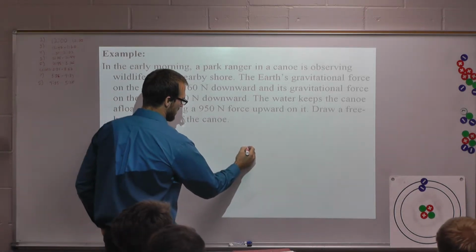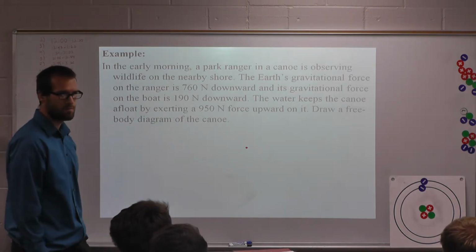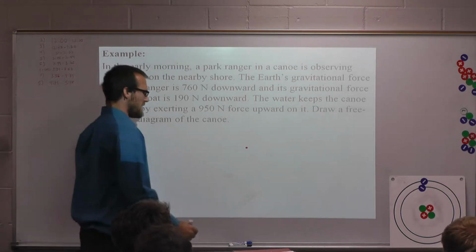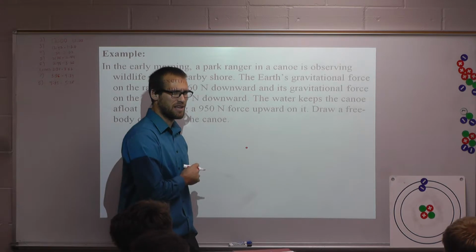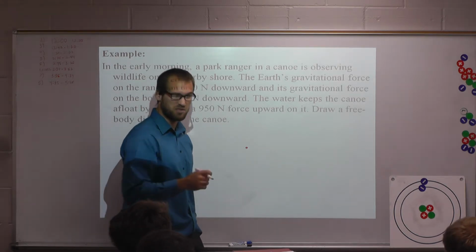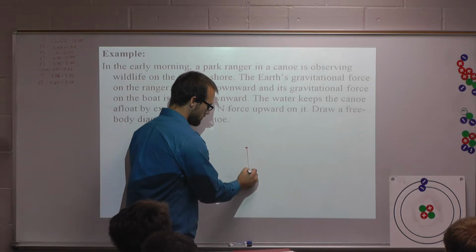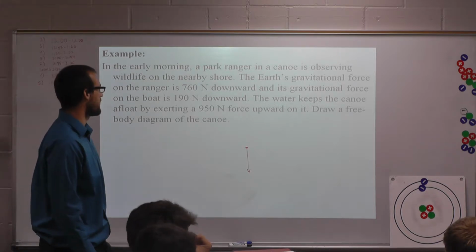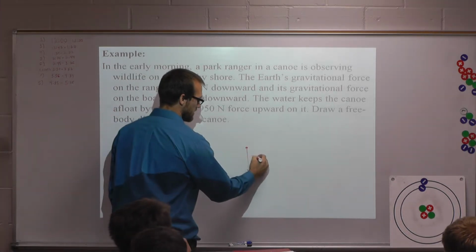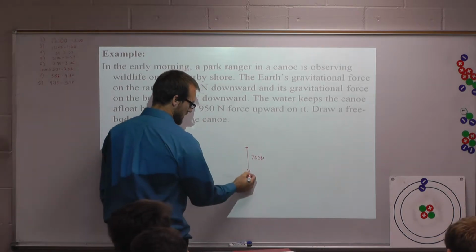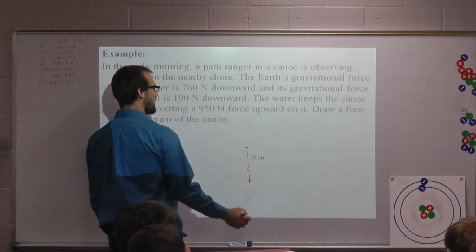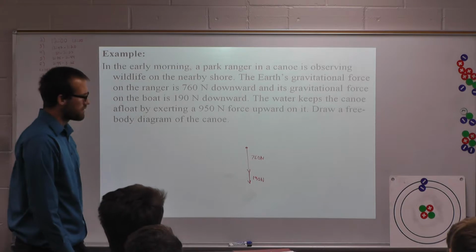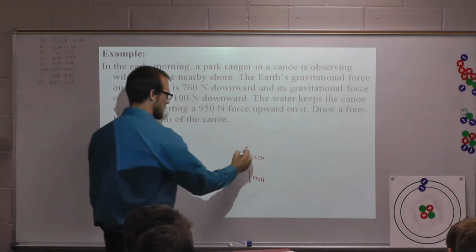Okay, so let's draw, there's our canoe right there, a little point for the center of mass. Okay? What are some forces here? Gravity. Okay? But I have the gravity of the boat and the gravity of the ranger because the ranger's in the boat. So 760 newtons would be the ranger, and then an additional, what, 190? Wouldn't it just combine to be like the net? You could combine it. Okay? And then we've got an upward force due to the water.